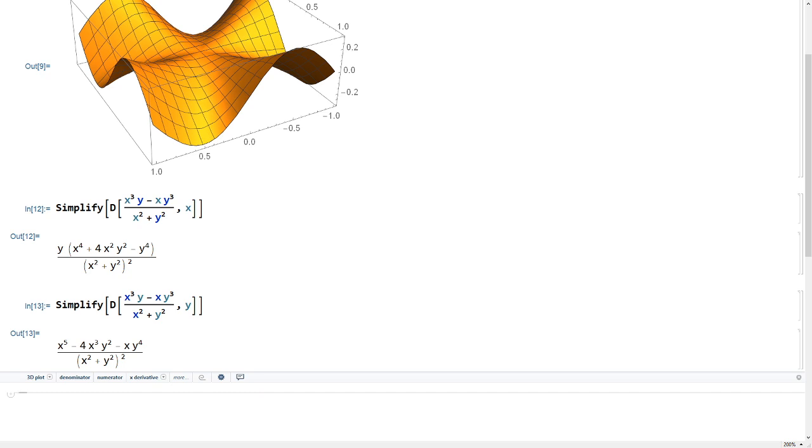That's odd that the first one factored out the y. Right. So f_x is going to be, I'm going to write it as, x to the fourth y plus 4x squared y to the fifth minus y to the fifth over (x squared plus y squared) squared. Right. f_y is x to the fifth minus 4x cubed y squared minus x y to the fourth over (x squared plus y squared) squared. Okay.